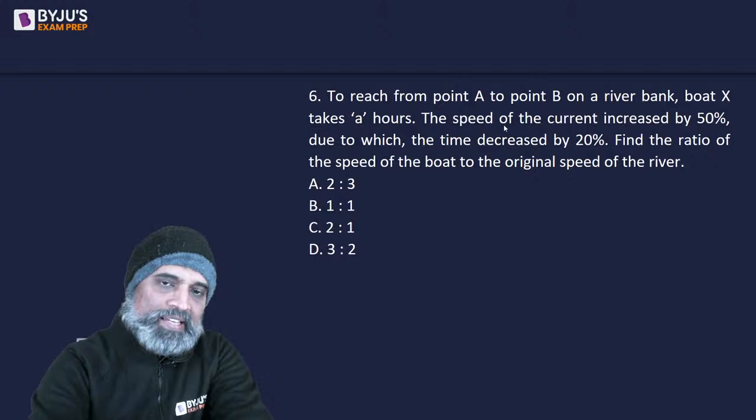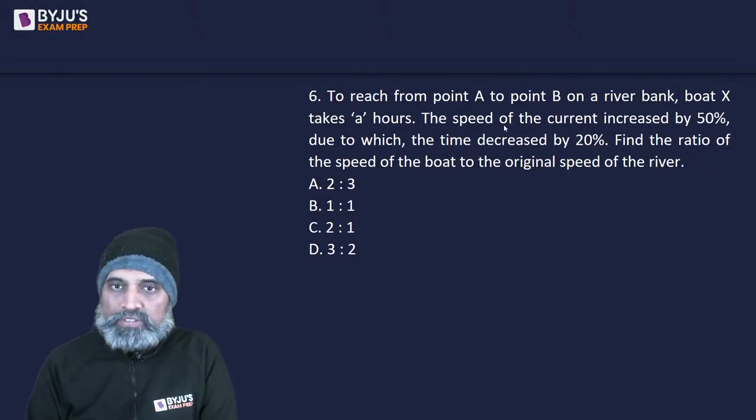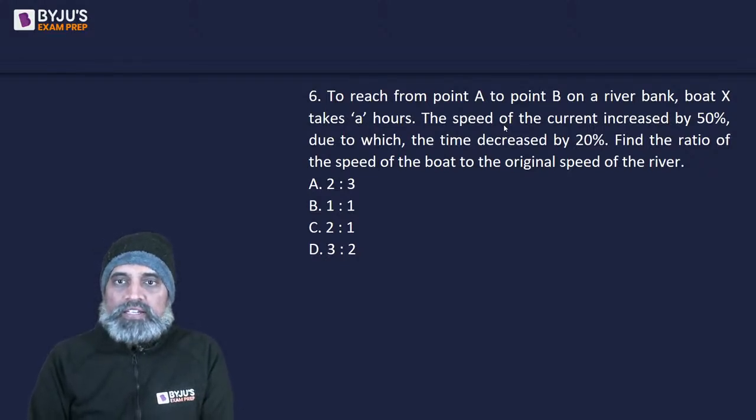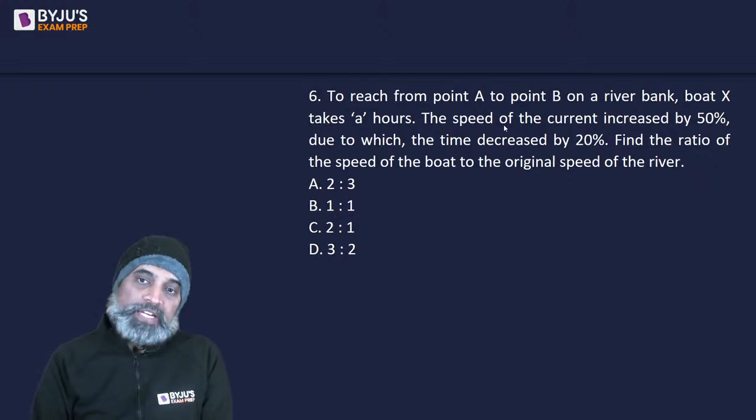Okay. Next one. To reach from point A to point B on a river bank, boat X takes A hours. The speed of the current increased by 50%, due to which the time decreased by 20%. Find the ratio of the speed of the boat to the original speed of the river.